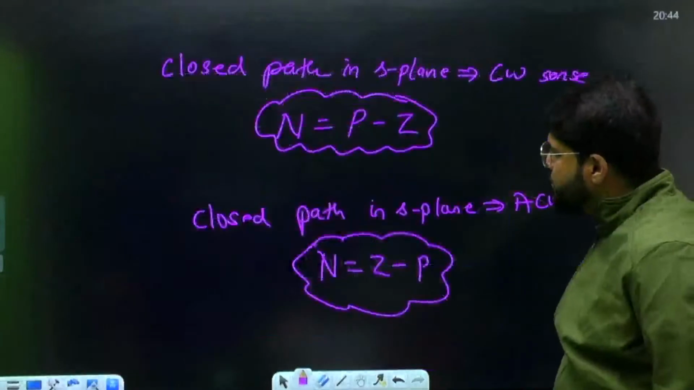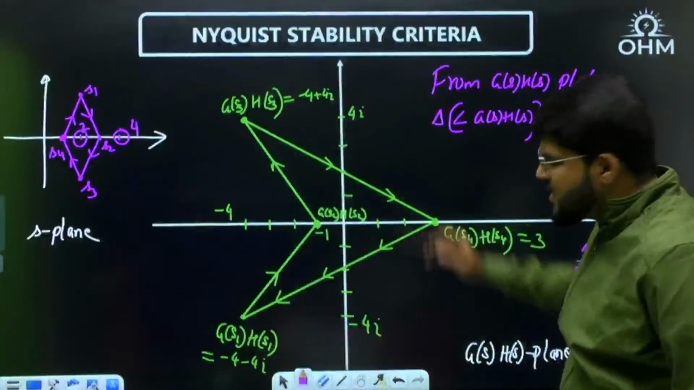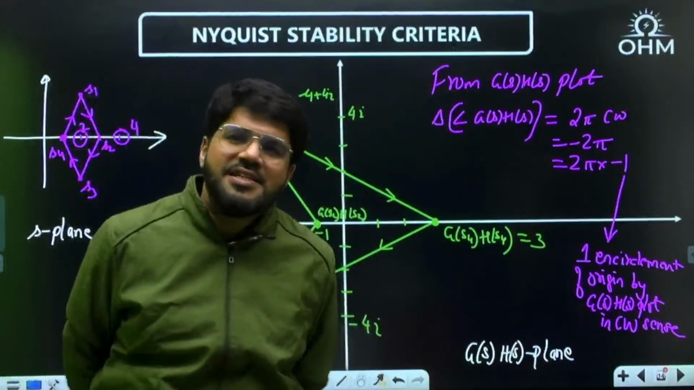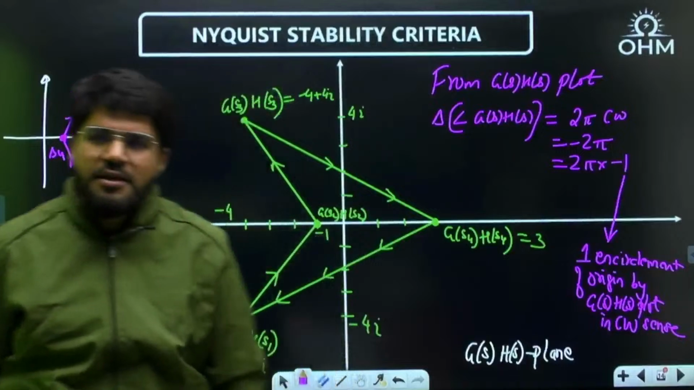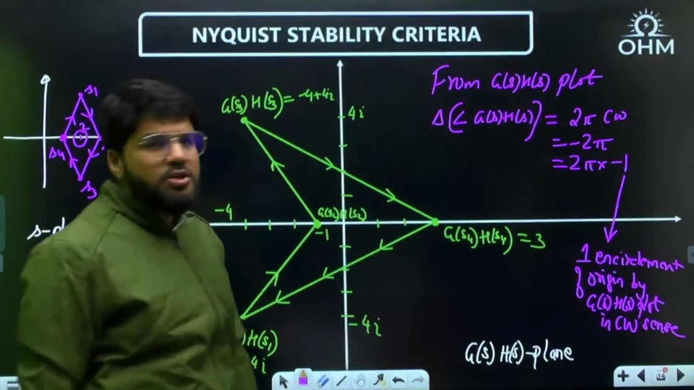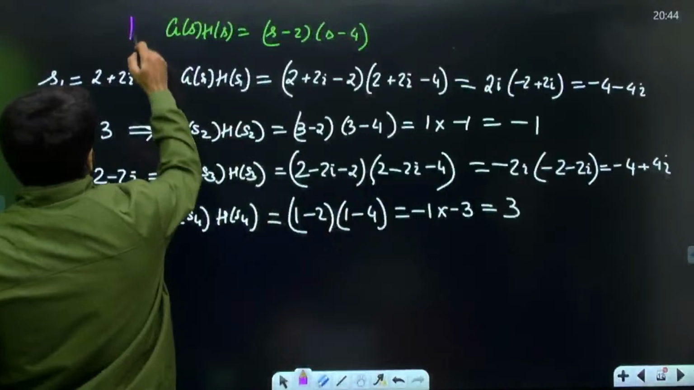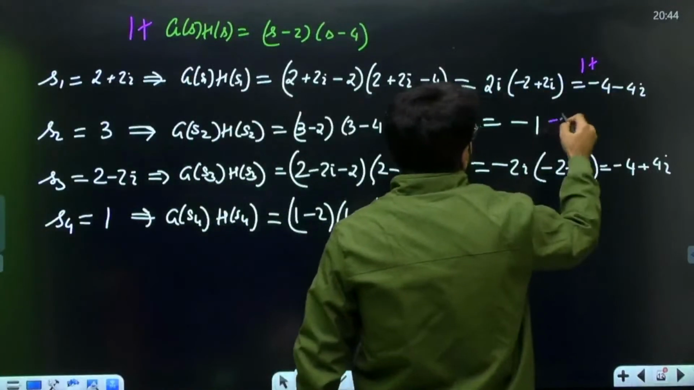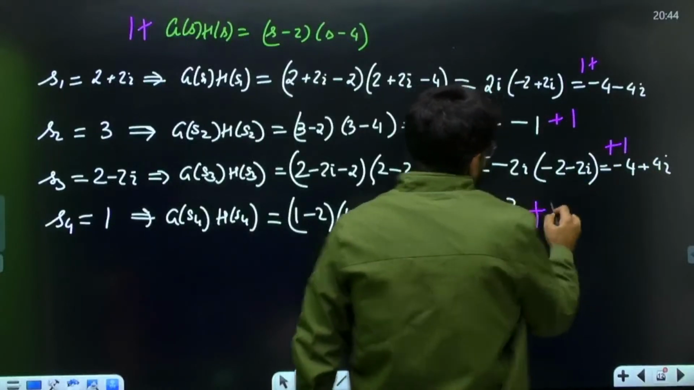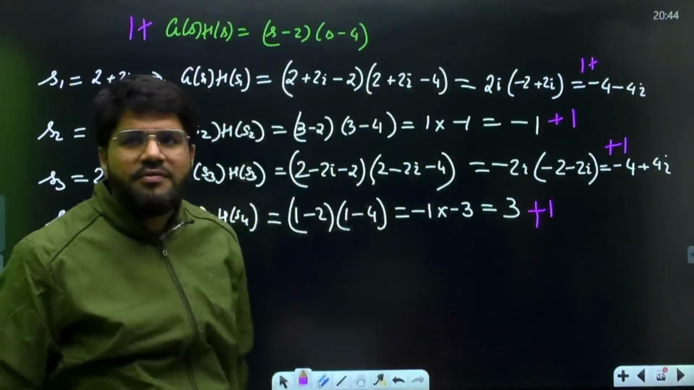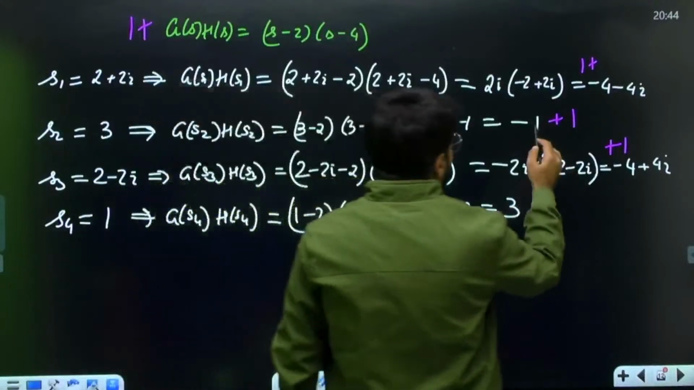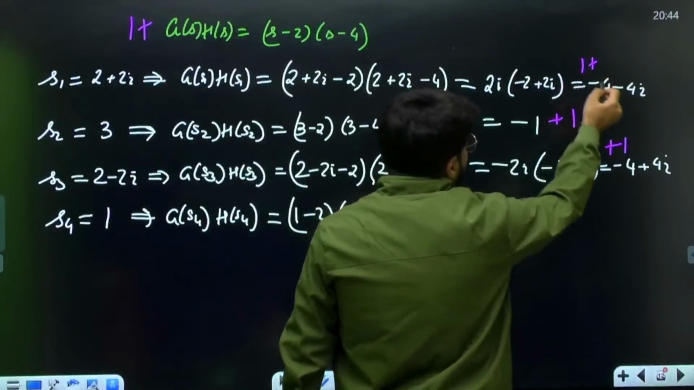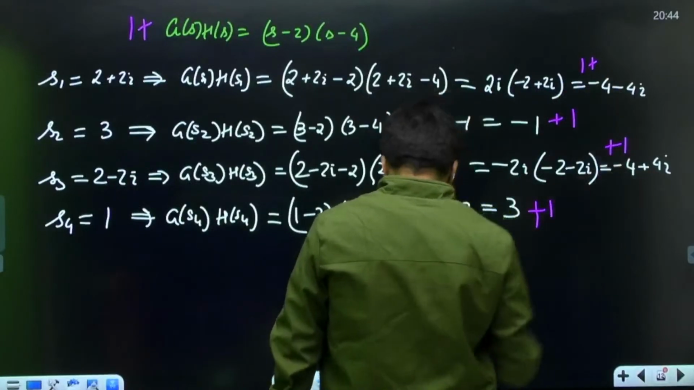Now suppose you are drawing the 1 plus G(s)H(s) plot. Let me go back to the previous example. This is some G(s)H(s) plot we have drawn. Suppose for the same G(s)H(s), I ask you to draw 1 plus G(s)H(s). At the end, you will add 1 to all the values. 3 plus 1 will become 4, minus 1 plus 1 will become 0. Plus 1 means only real part.